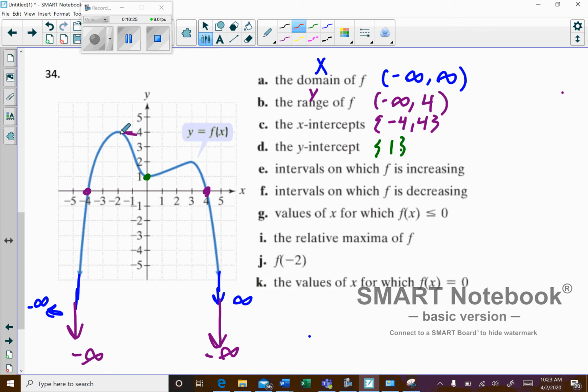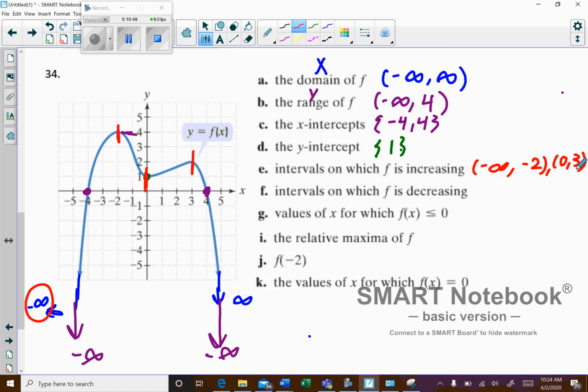I see the interval from here to here, and I see an interval from here to here where it's increasing, right? So it's increasing from negative infinity up to, looks like, -2, okay? And then we're also increasing from 0 to 3.